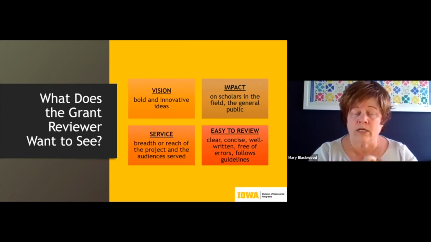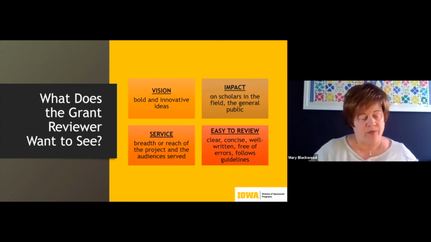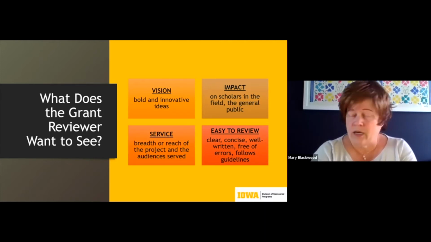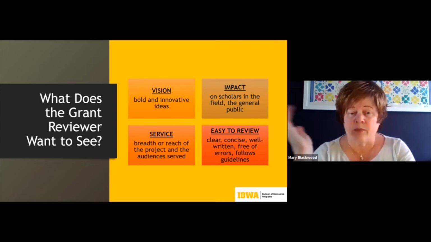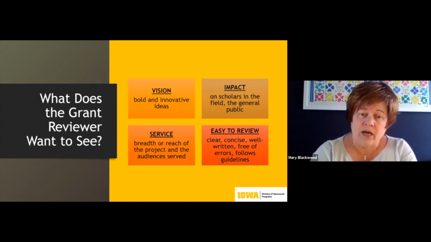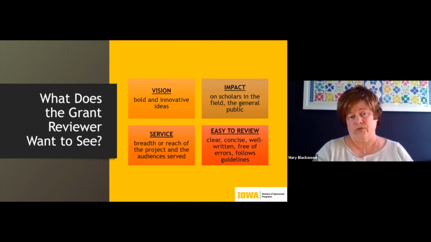They're looking for bold, innovative ideas. They want to see you doing something interesting. They don't want more of the same work, but rather something that builds on what's already there. So yeah, they're definitely looking for an innovative idea. They want something that's impactful. Now, to be impactful, it doesn't have to be on the entire general public of the United States or wherever, or the world. The impact can be on a small number of scholars in your field.